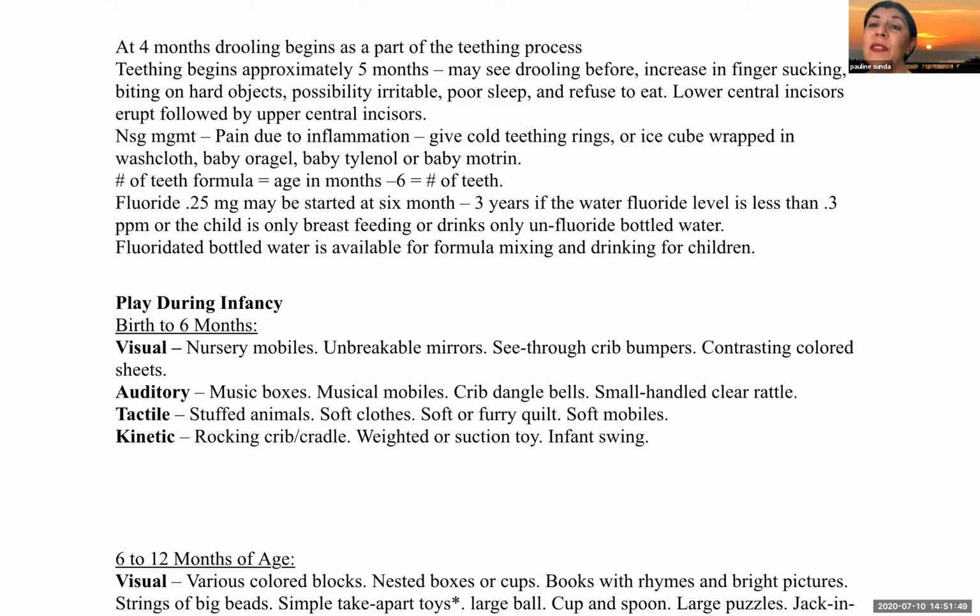The number of teeth formula is the age of the child in months minus 6 equals the number of teeth. So as we mentioned earlier, a 12-month-old, if you minus 6, should have 6 teeth. But remember, teeth kind of come in, they don't just magically appear. So know that this is a general developmental tool.